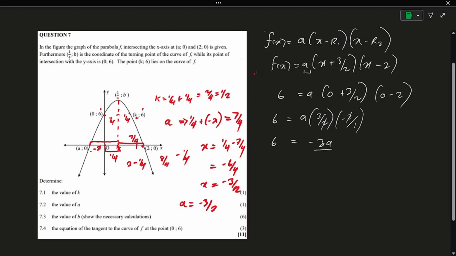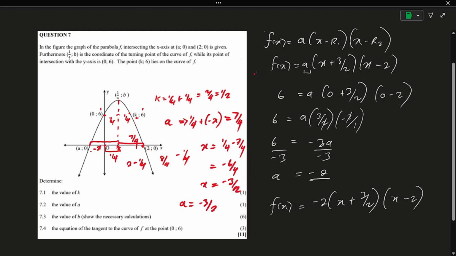So we need to leave a alone. So we have that, and a is minus 2. So this makes sense that a is a negative 2 because our function is frowning. So if you got a positive answer here, you should question yourself. We now have our a, so we can create our equation of this. So we now know that f of x is equal to a, which is minus 2, x plus 3 over 2, x minus 2.